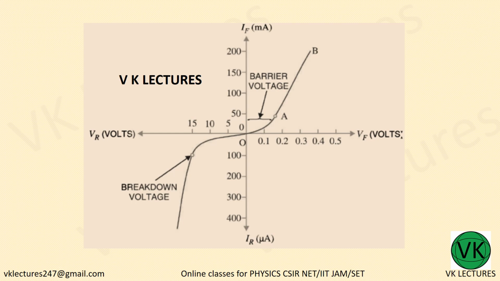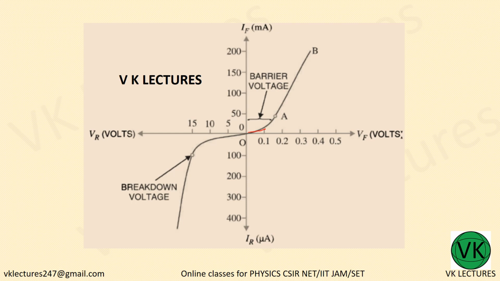Now, as we have already said, up to a certain voltage in the forward case, there won't be much increase in the current. Small variation will be there. That small variation is due to minority charge carriers moving across the junction.